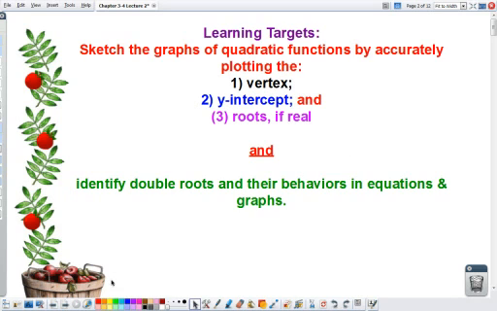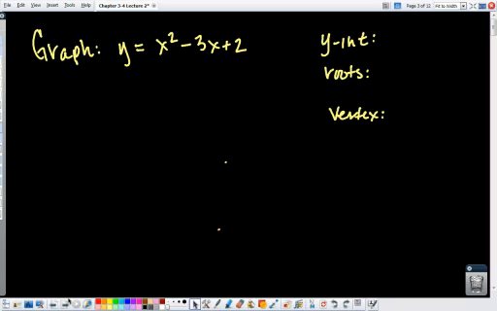So the first thing we're going to do is sketch the graph of y equals x squared minus 3x plus 2. We say sketch because not every single point on the graph is accurate, but the 3 points that should be accurate are the y-intercept, the roots, and the vertex. Let's start by finding the y-intercept. The y-intercept happens when x is 0. So if all the x's are 0, all that's left is 2. So that would be our y-intercept.